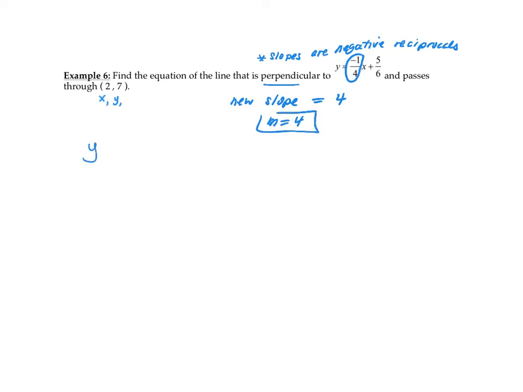point-slope form. y minus y1 equals m times x minus x1. All right, so just keep in mind where we're plugging things in. In place of y1, we're going to put 7. In place of x1 over here, we're going to put 2. And in place of m, we're going to put 4. All right, so what it looks like will be y minus 7 equals 4 times x minus 2.